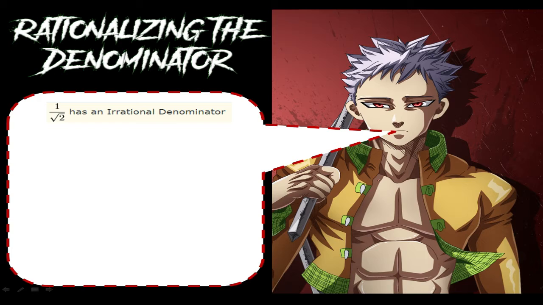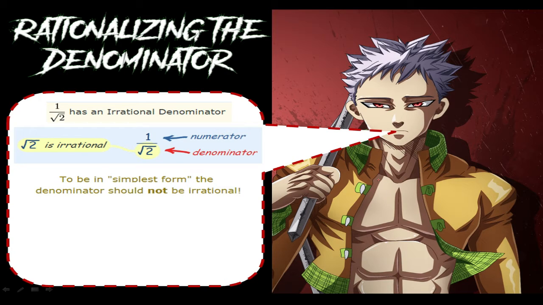So 1 over square root of 2 has an irrational denominator because we all know that the square root of 2 is irrational and it is on the denominator. Kaya po siya tinawag na irrational denominator. There's nothing wrong with an irrational denominator. Pwede naman po tayo mag-solve gamit ang irrational denominator. It's just that it is not in its simplest form.